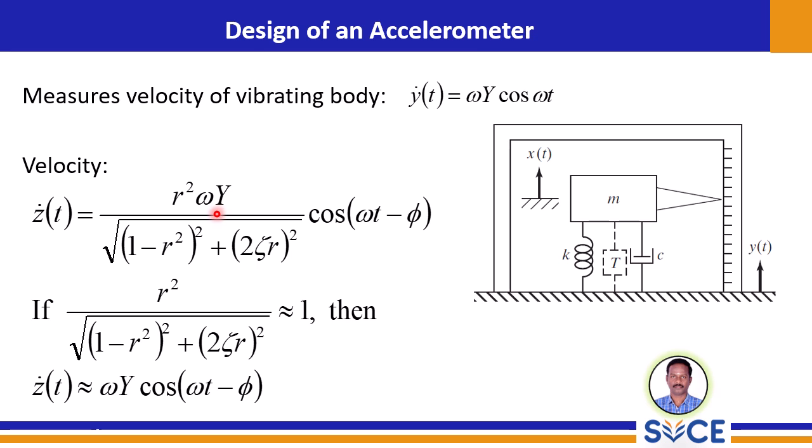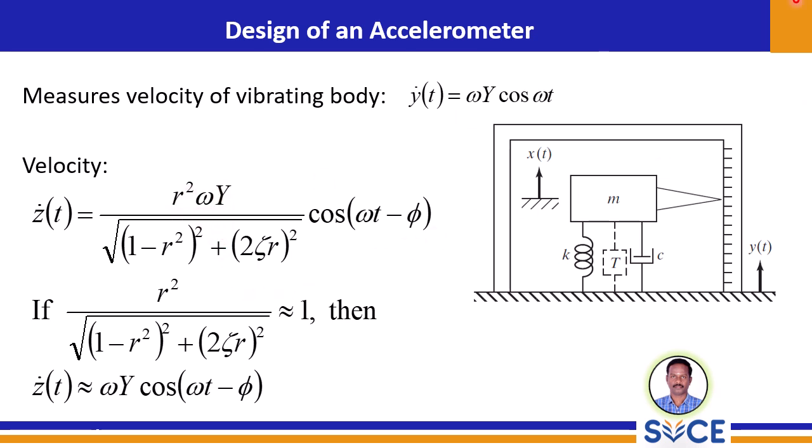Through the principles of vibration analysis, we can derive the expression for this relative velocity z dot of t in response to the base velocity y dot of t. As you can see here, the magnitude and phase of the relative velocity z dot of t depend on several factors like r and the damping ratio, where r is the frequency ratio, which depends upon omega, the natural frequency, the amplitude of the base displacement and the excitation frequency as well.